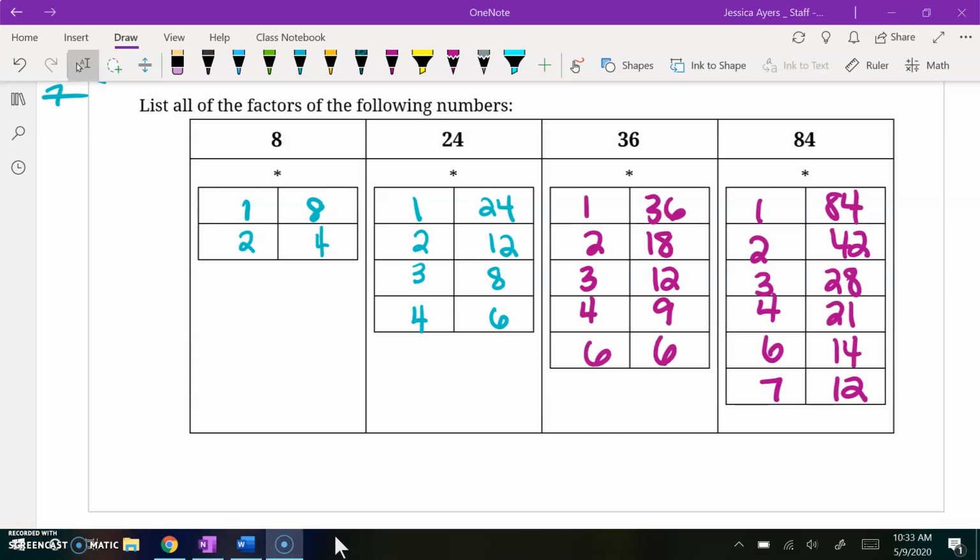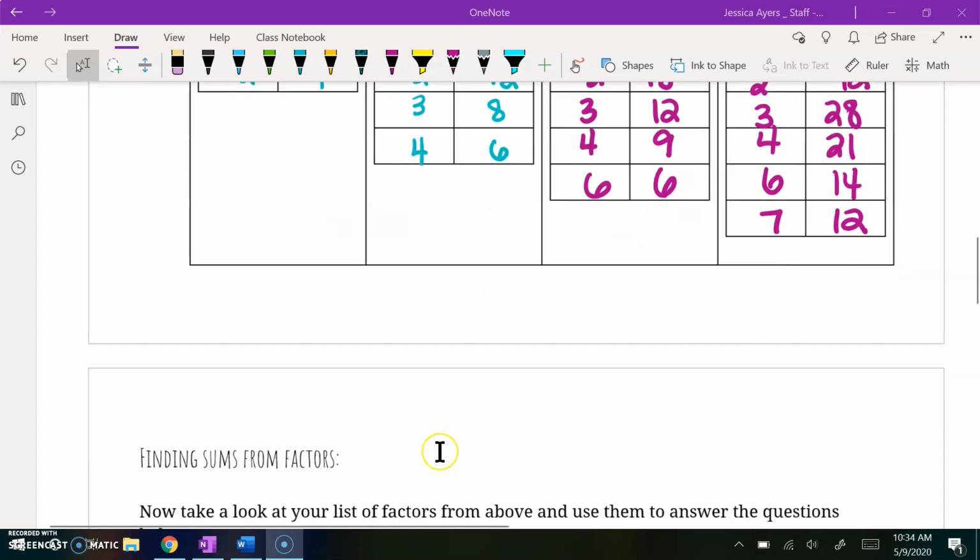So now check your answers and make sure that you got the correct factors for 36 and 84. You won't always have these tables to go by, so it is important that you do them in order to make sure that you get through all of the factors and not just a few of them. Sometimes the factor you're missing is the one that you need.